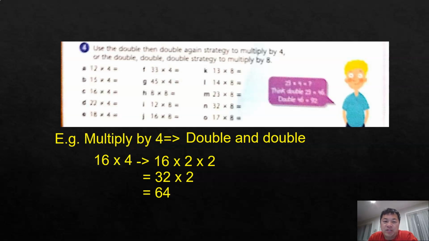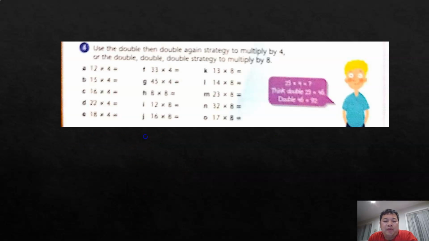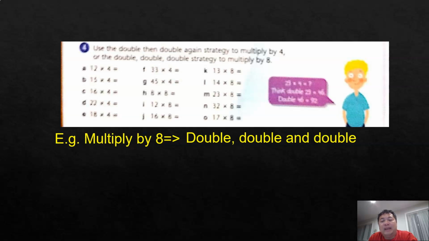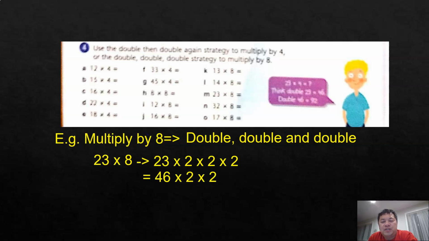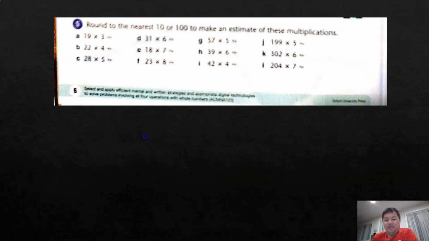Okay, you may want to use this strategy in the future. And for multiply by 8, it's almost similar, which is double, and then double again, and double again. Because 2 times 2 is 4, 4 times 2 is 8. That's why you double, double, and double again. So 23 times 8 is actually the same as 23 times 2 times 2 times 2, which is 46 times 2 times 2, which is 92 times 2, which is 184. Okay, got it? Yep, well done.